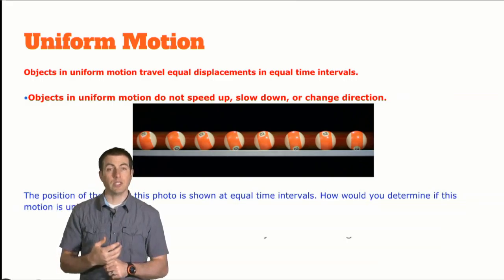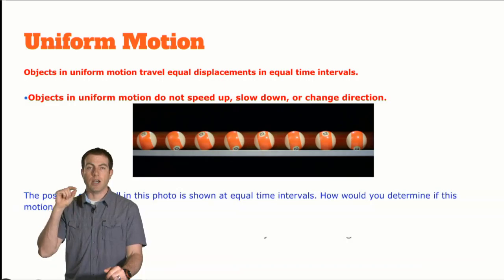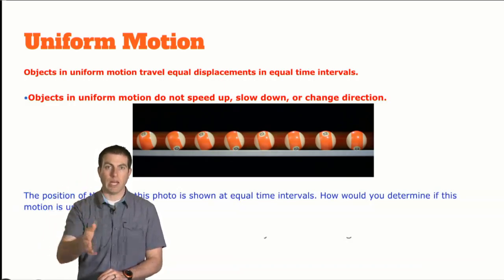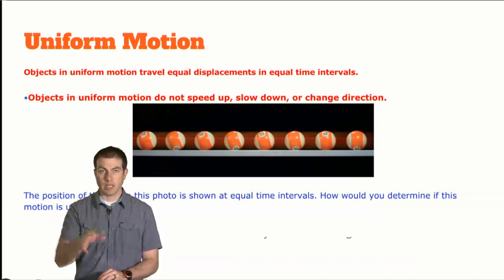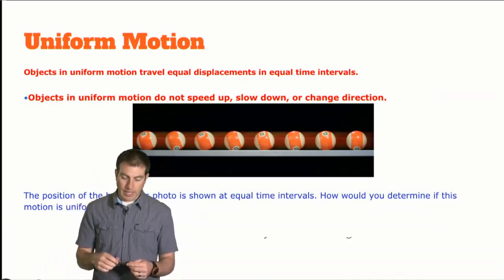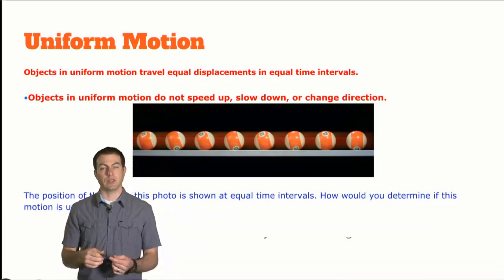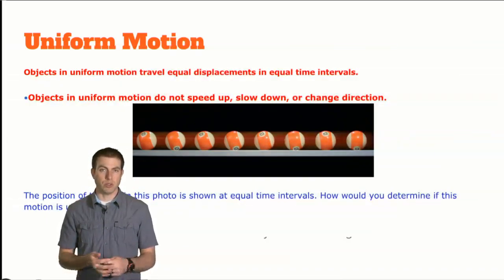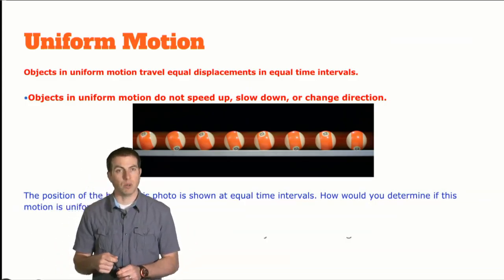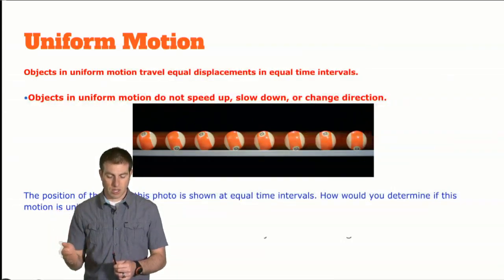So it's a really good way of being able to figure out how far an object's moving in a given amount of time, because a strobe light will flash whenever. If you want it to flash 5 times per second, you can set it to flash that many times. But it's not speeding up, it's not slowing down, and it's not changing direction. This is the important part of uniform motion. Uniform motion is just an object that's moving the same amount of distance in the same amount of time.